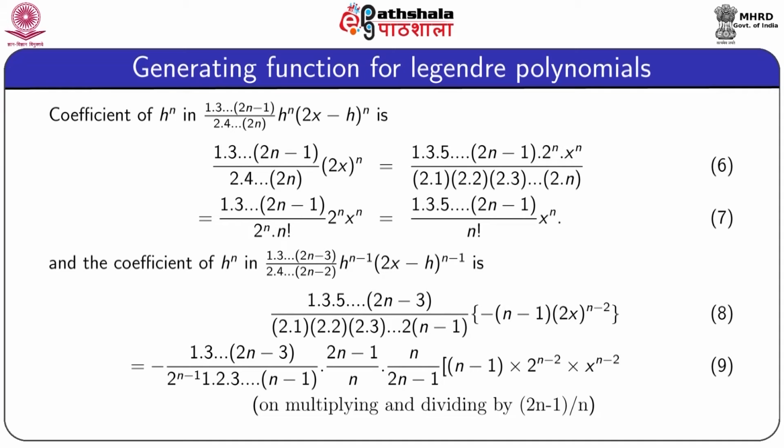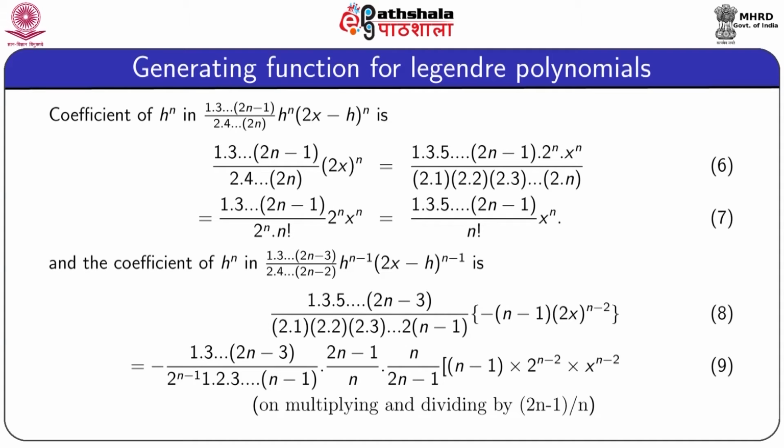We next find the coefficient of h to the power n in the expansion of n minus 1th term, which if we simplify gives expression number 9. Now, please note, if we expand 2x minus h whole to the power n minus 1, the first term is 2x whole to the power n minus 1, and if you multiply it by h to the power n minus 1, it gives the coefficient of h to the power n minus 1, not h to the power n.